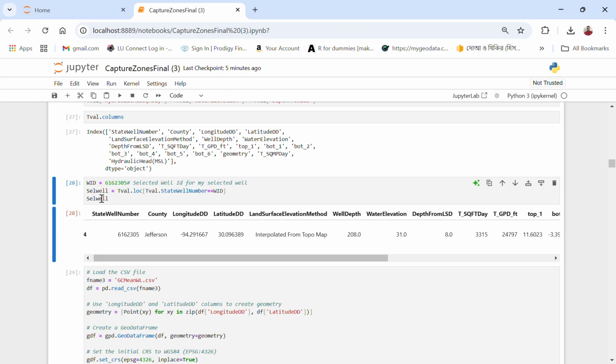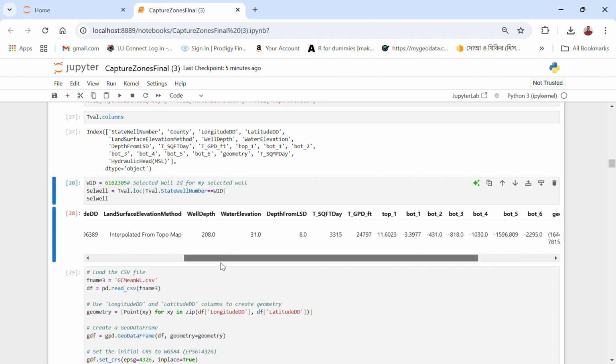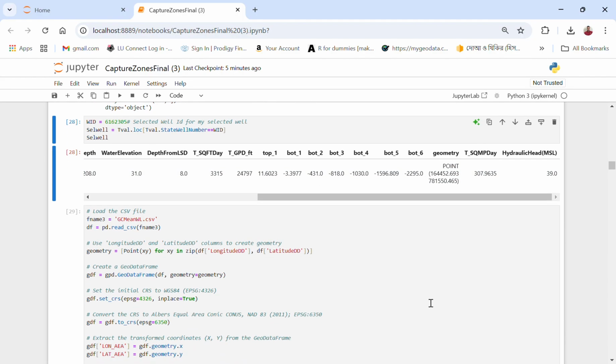We selected my well ID. My well ID is 6162305, and I extract my well data individually, and I found my transmissibility value is 307 square meter per day, and here hydraulic head is calculated, this value.